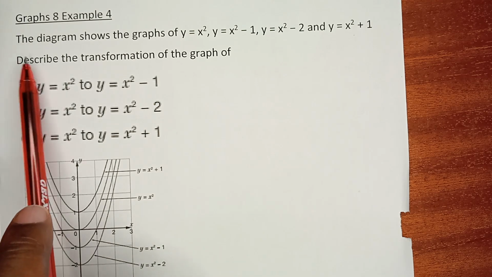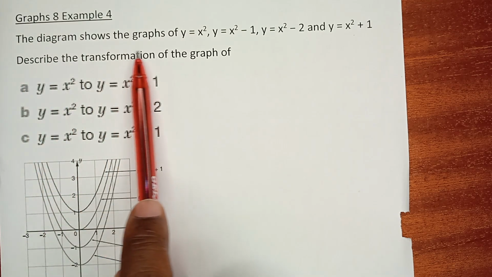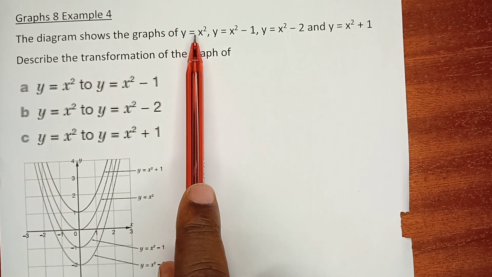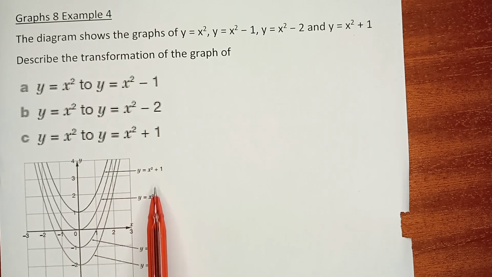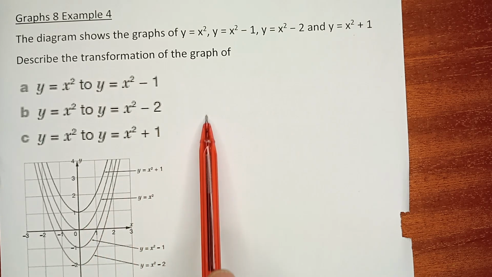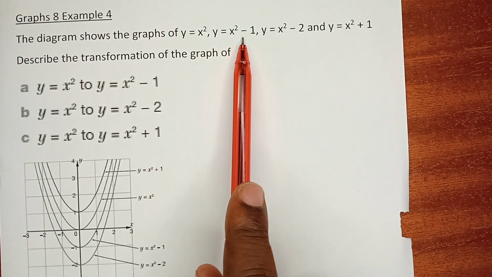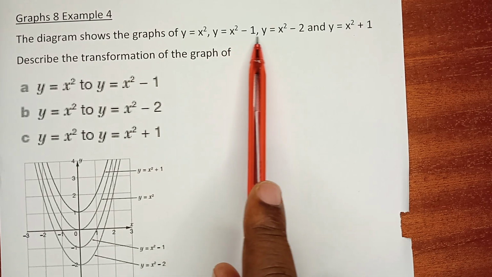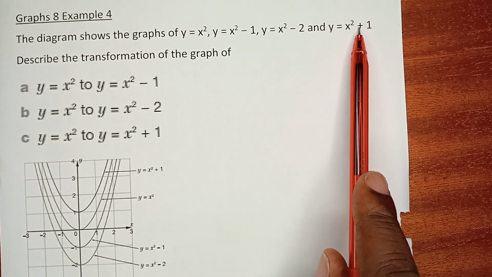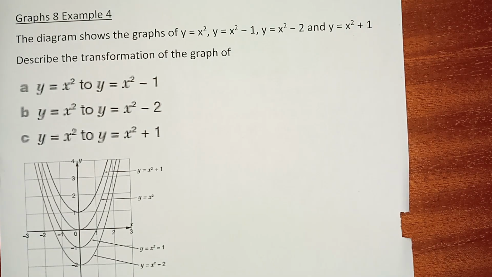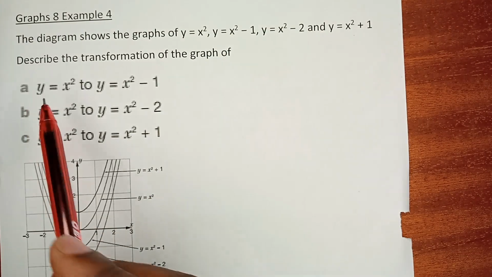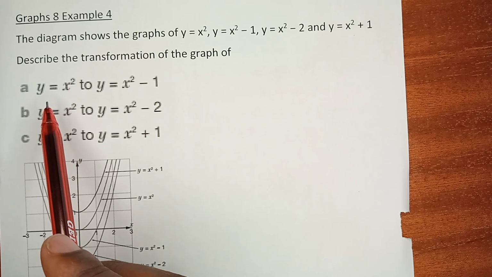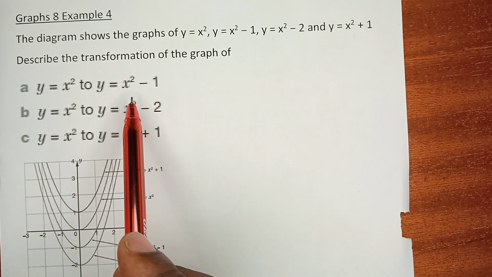In this one, example 4, the diagram shows the graphs of y equals x squared, which is just this graph. You can see y equals x squared is here. Then y equals x squared minus 1, y equals x squared minus 2, and y equals x squared plus 1. Describe the transformation of the graph of y equals x squared to y equals x squared minus 1.